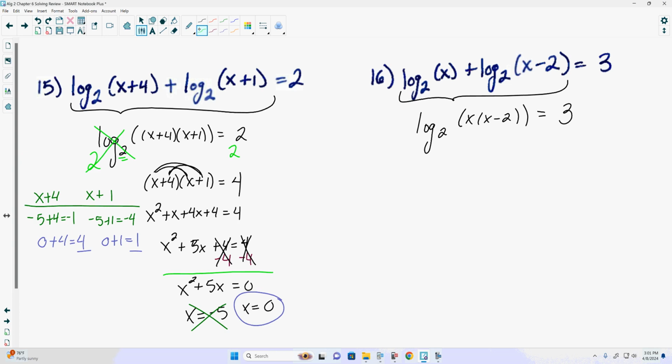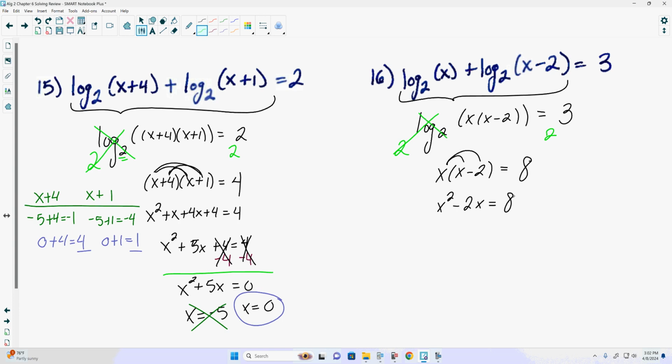Now at this point we can put both sides to the base of 2. Now our 2 to the log base 2 will cancel, leaving us with x times x minus 2 is equal to 2 to the third, or 8. Now on the left-hand side, we do need to distribute. X times x is going to be x squared. X times -2 is -2x is equal to 8.